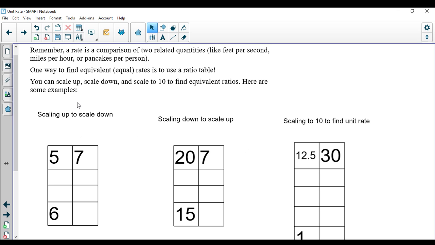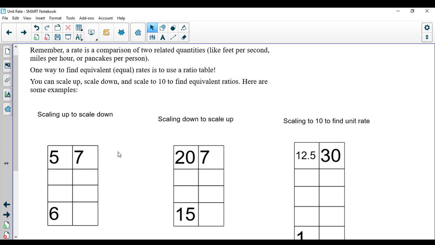So I have three options here. We're first going to talk about scaling up to scale down, and then scaling down to scale up, and finally scaling to 10 to find a unit rate. And we're going to go over these together.